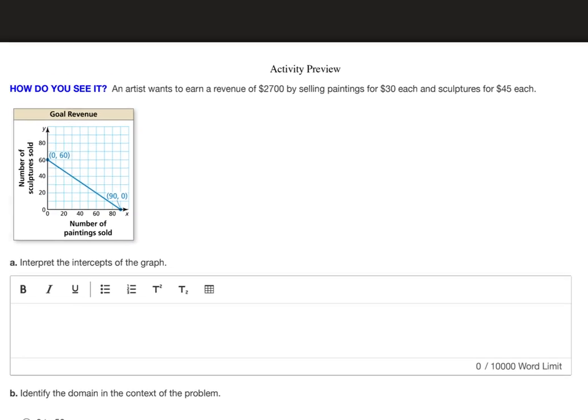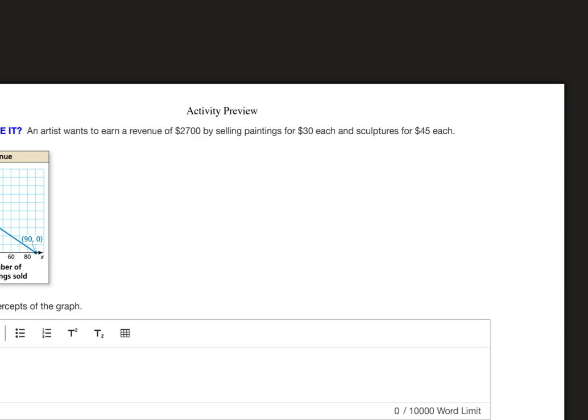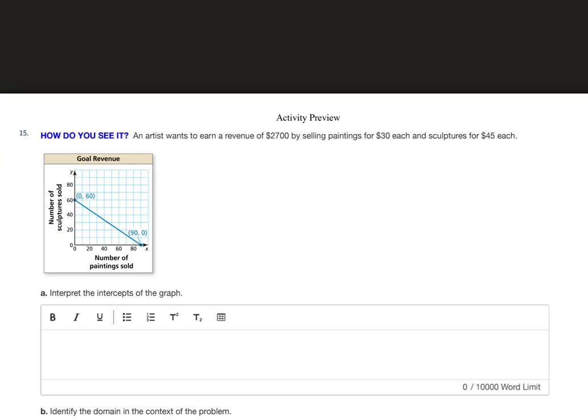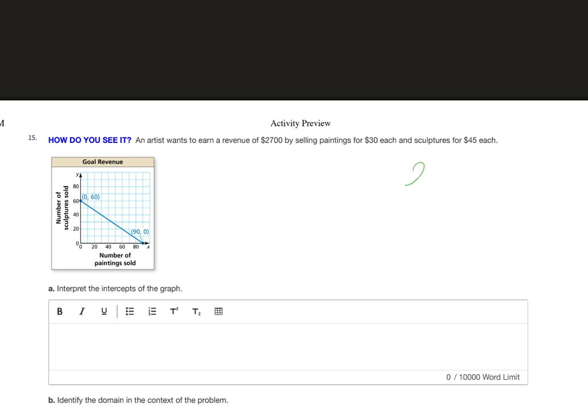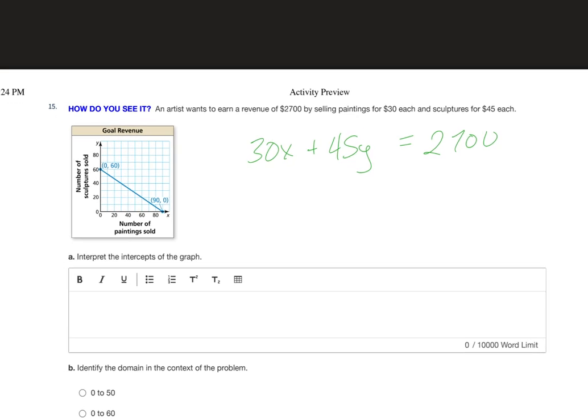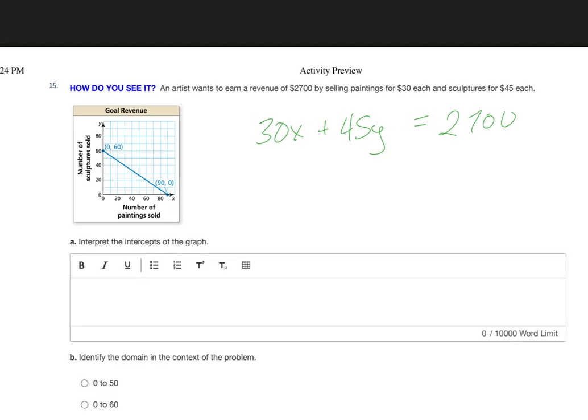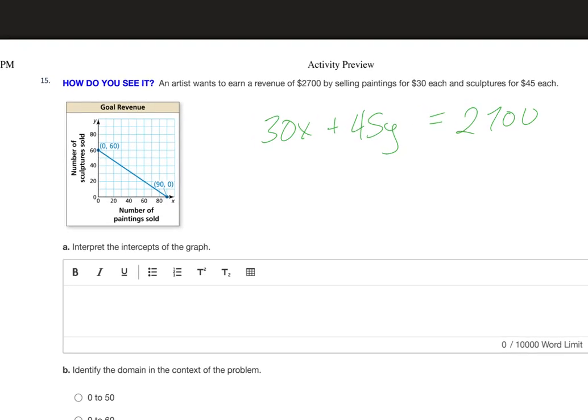An artist wants to earn a revenue of $2,700 selling paintings for $30 each and sculptures for $45 each. So just like I was saying earlier, this is a pretty easy setup because standard form is just like, hey, you want to sell 30-something of those, 40-something of those to equal that much. It wouldn't be as easy in slope-intercept form. So anyway, interpret the intercepts of the graph. Okay. So according to this one, well, actually, did they set it up like we set it up? Let's just double check real quick.